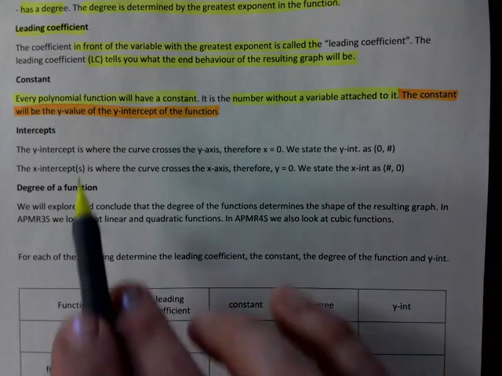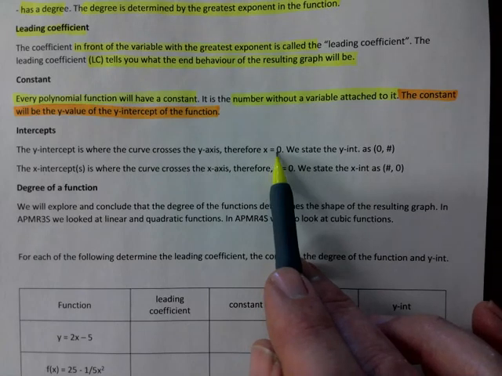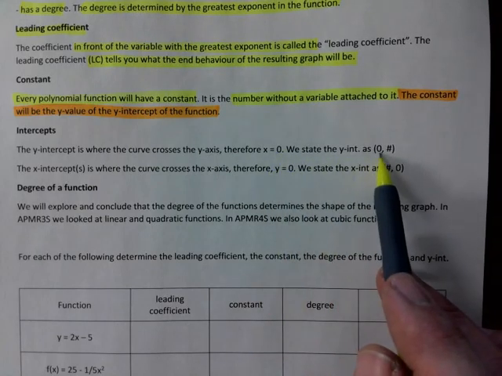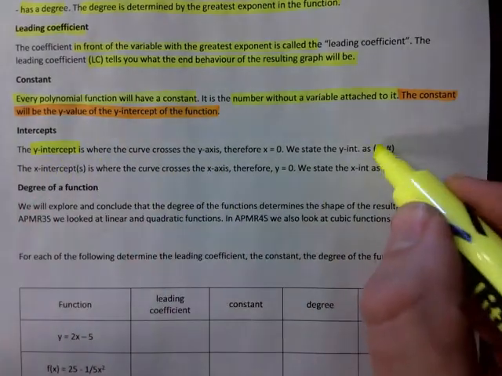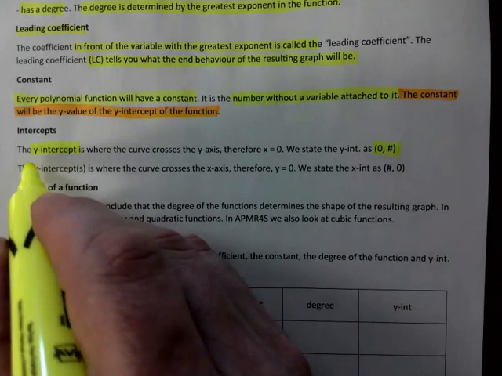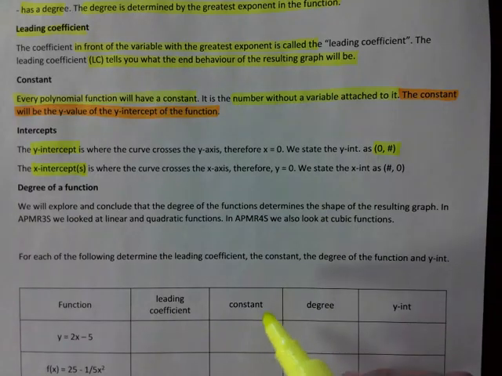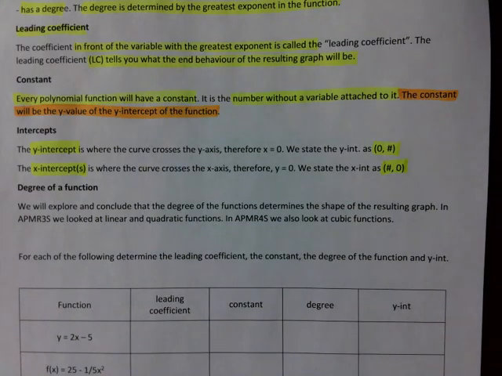Intercepts. The y-intercept is where the curve crosses the y-axis, therefore x is equal to 0. So we state it as 0, something. Maybe it's important just to know that the y-intercept will always be 0 something. And the x-intercept is where y is equal to 0. So we'll always have a number followed by a 0. So those are actual points. Okay?